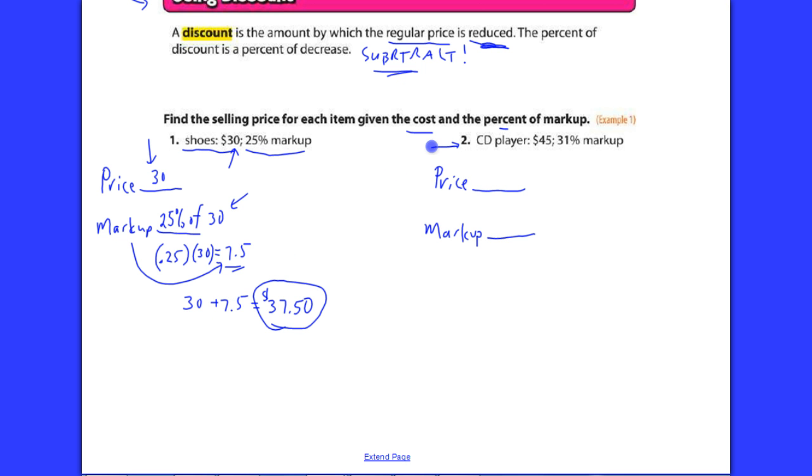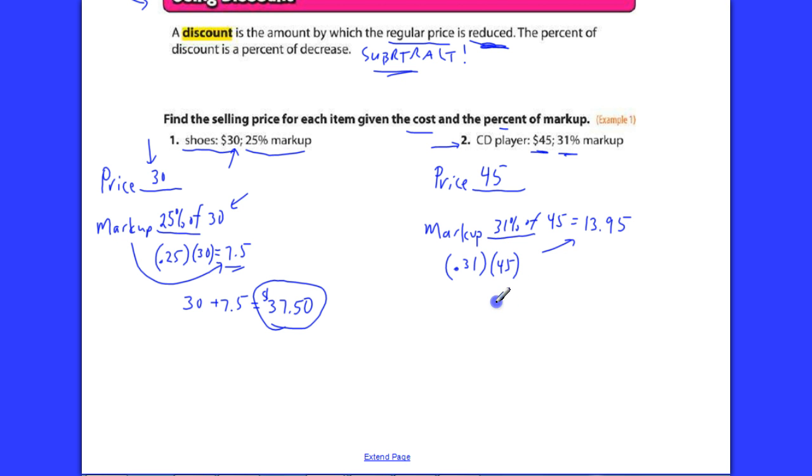Let's look at number two. There's a CD player that costs $45 and there's a 31% markup. On your paper, write down price, blank, markup, blank. The price was originally $45. Make sure you're hitting the pause button if I'm going too fast for you, so you can get everything down and think about it. The markup is 31% of 45, so 0.31 times 45. If you put that in your calculator, it should come out to be 13.95.